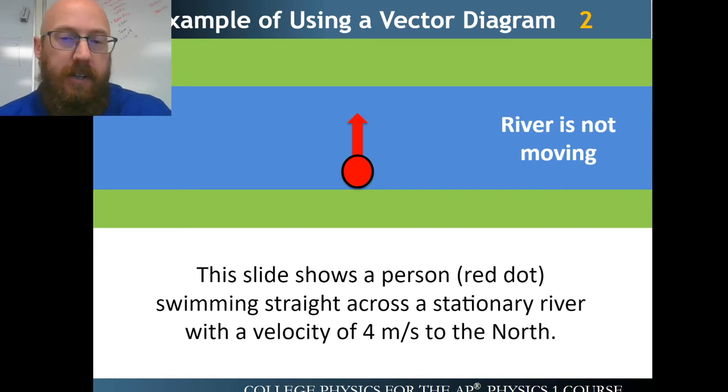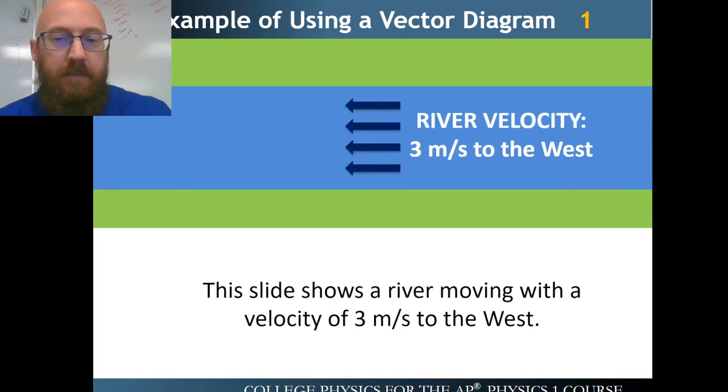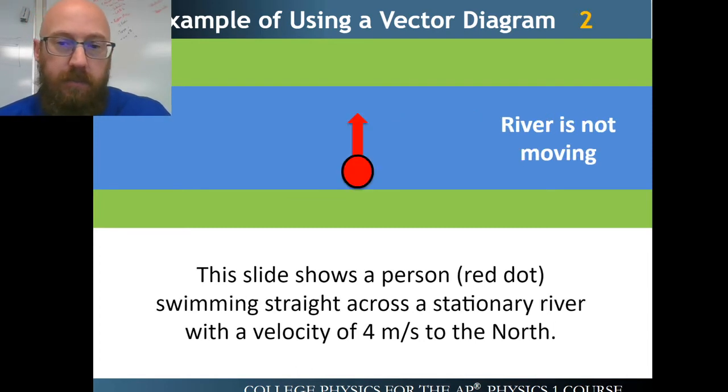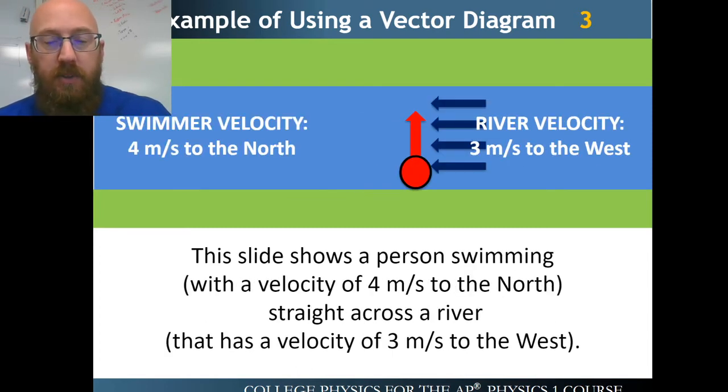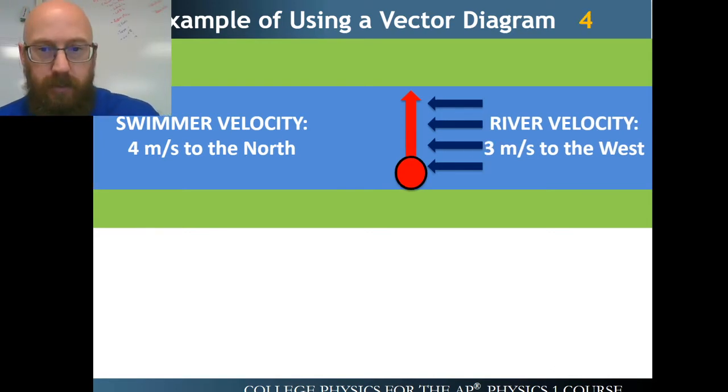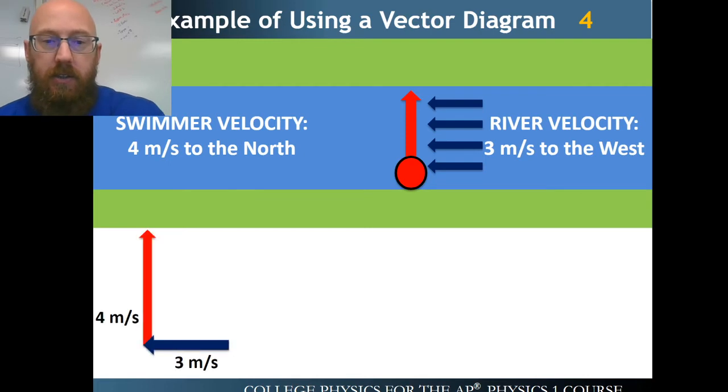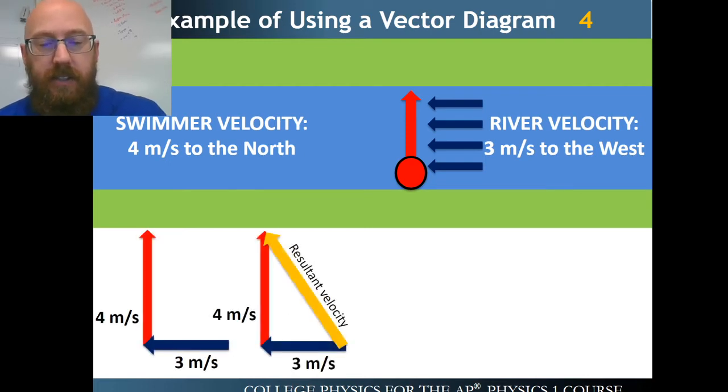So again, I'm not a fan of this problem, but we're gonna go through it because it's in a slideshow. I'll probably cut it out, but the river is going 3 meters to the west, and you're gonna try and cross the river. Now, if you put them both together, guess what? Are you gonna end up going straight across the river? No. You're gonna go the resultant velocity because it's pushing you 3 meters that way.